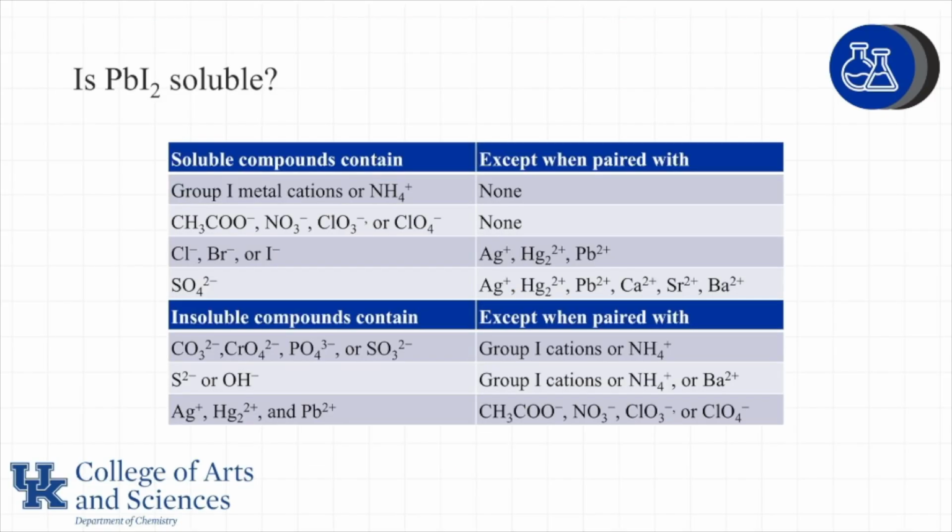Is PbI2 soluble? We see that iodide compounds are generally soluble. However, lead is an exception. Therefore, this compound is insoluble. Is magnesium sulfide soluble? Sulfides are generally insoluble. Magnesium is not an exception. Therefore, this compound is insoluble in water.